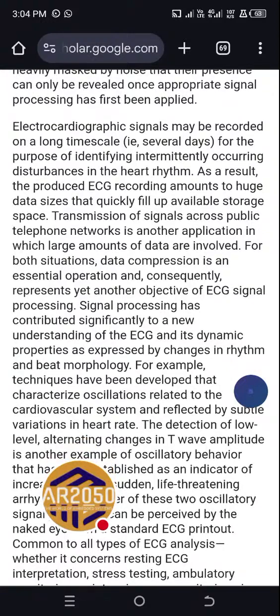ECG signals may be recorded on a long time scale, for example several days, for the purpose of identifying intermittently occurring disturbance in the heart rhythm. As a result, the produced ECG recordings amount to huge data size that quickly fills up the available storage space. So it happens that sometimes we record ECG over several days, and we need to identify any time the changes occur in the heart data.